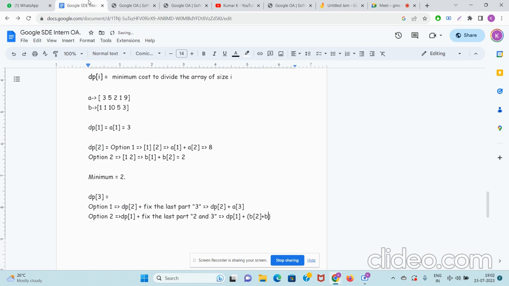Guys, now can anyone tell me what will be option 3? What will be option 3, guys? Fast.